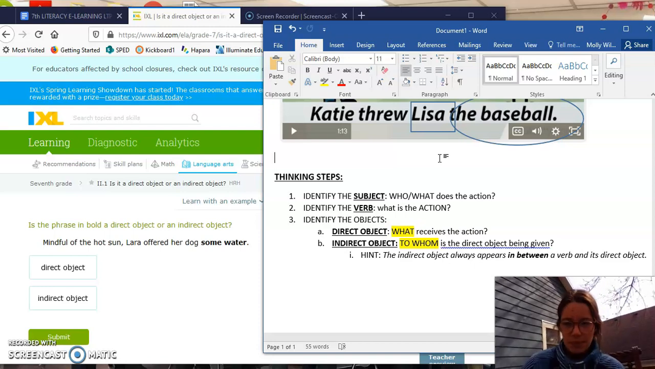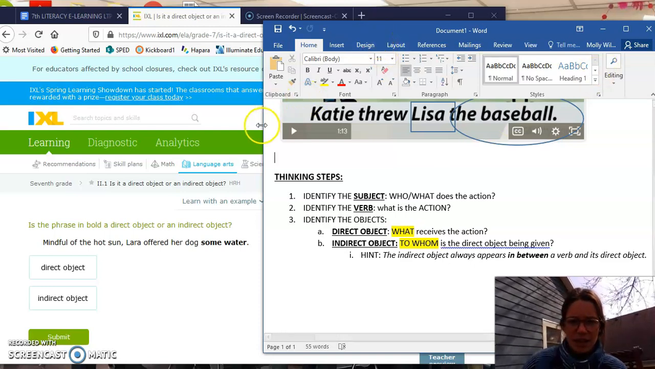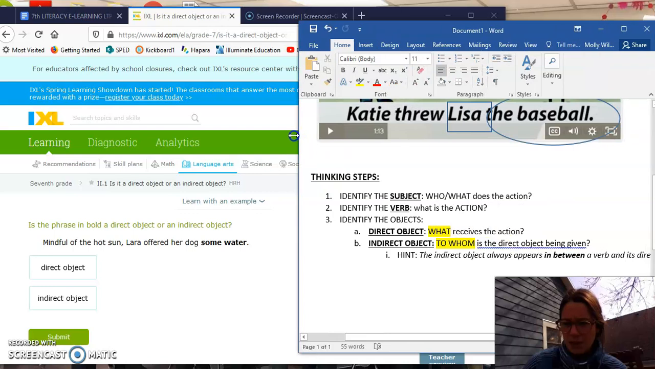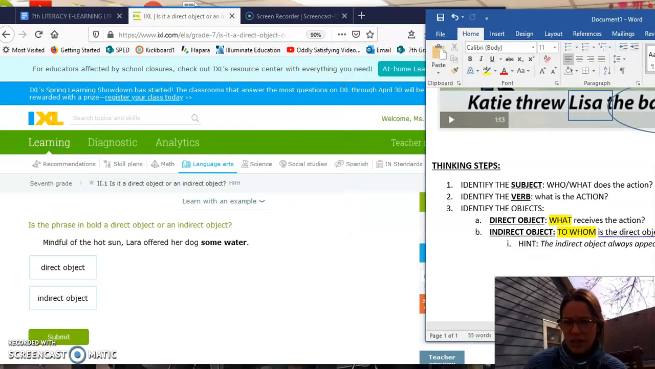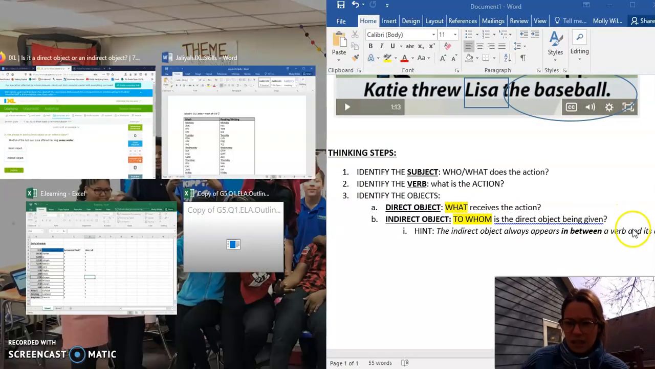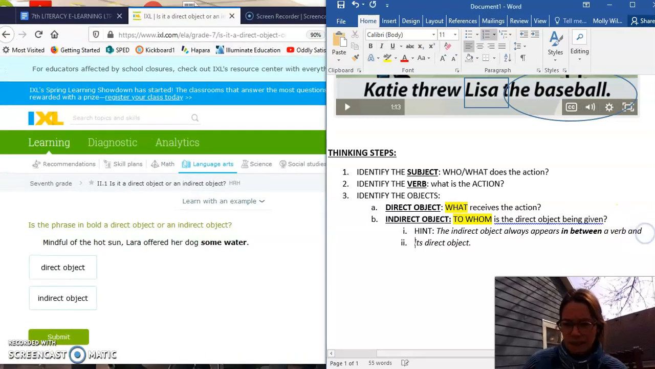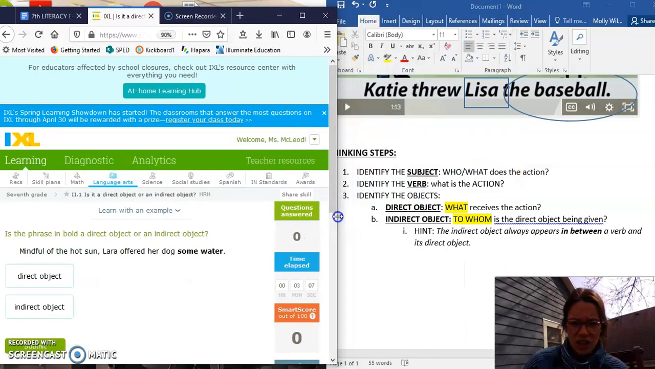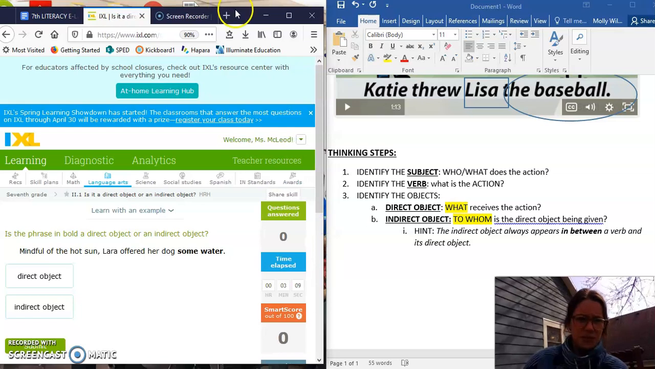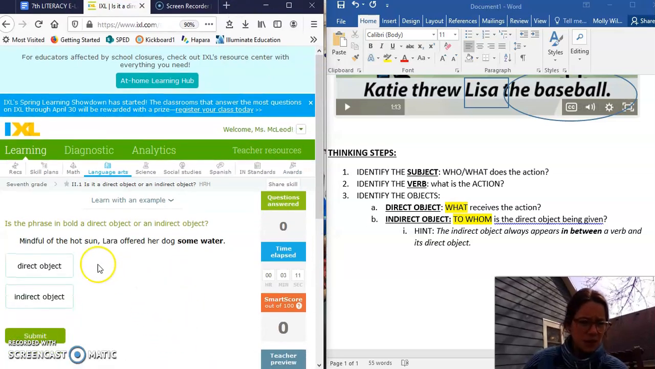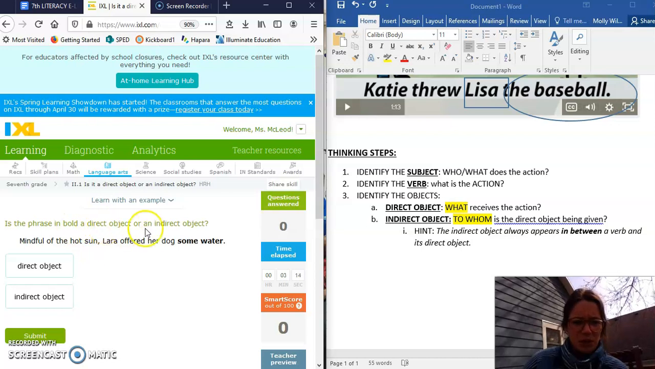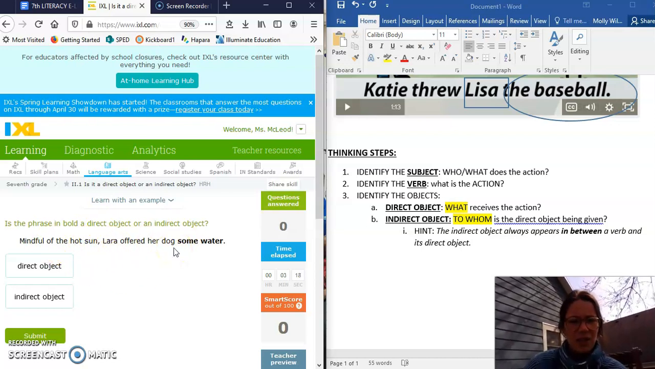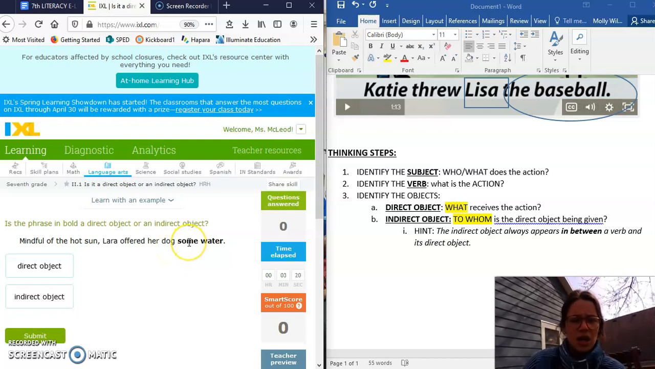But for now, let's do a few other examples together, and then I'll let you rock and roll. So I'm gonna put this on one side of my screen. And then we'll do a few examples here. So again, this is HRH. Is the phrase in bold a direct or indirect object? Okay, so mindful of the hot sun, Laura offered her dog some water.